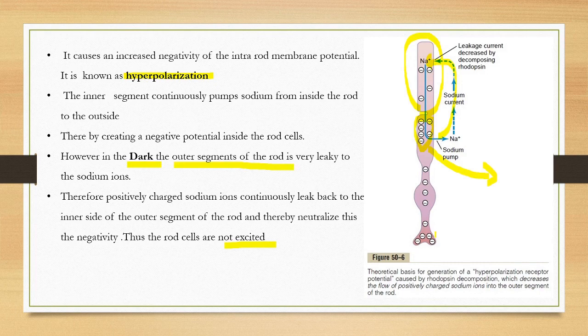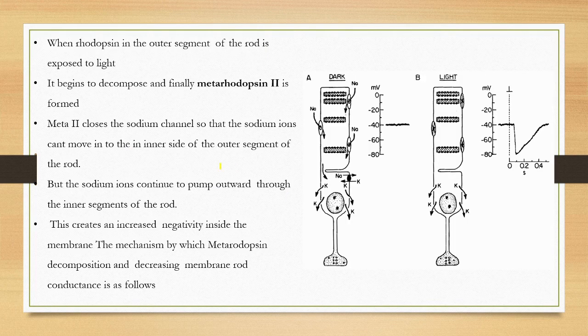So when the rhodopsin in the outer segments of the rod is exposed to light, as mentioned earlier, it begins to decompose and finally metarhodopsin 2 is formed. Metarhodopsin 2 closes the sodium channel.